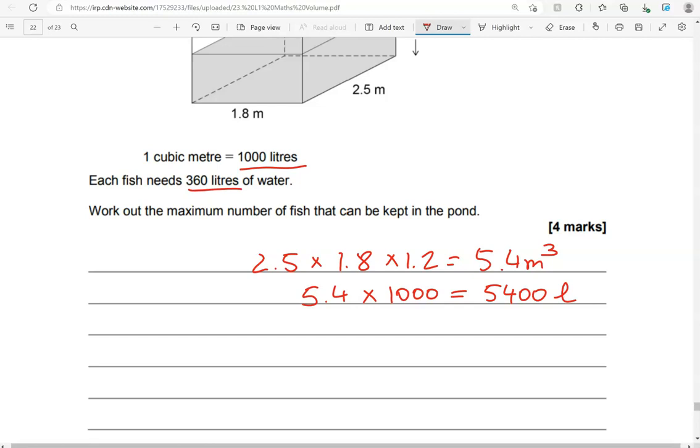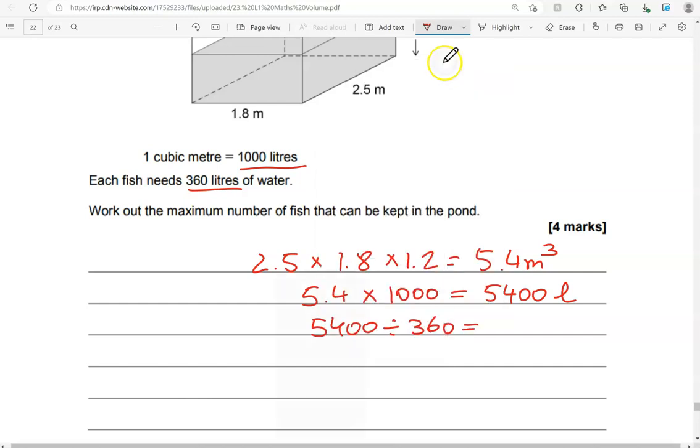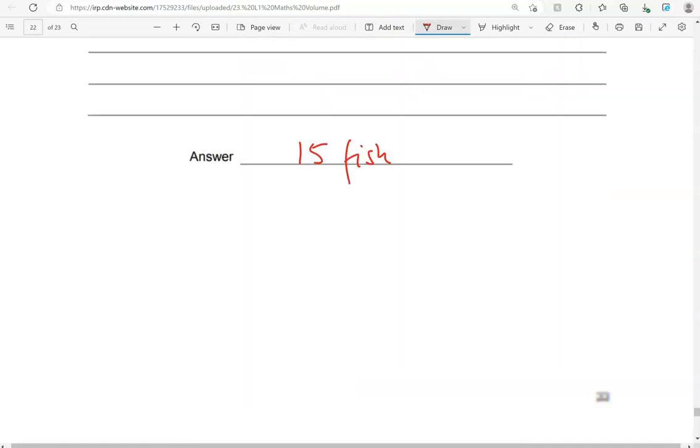We'll do now 5,400 divided by 360, which is how much water each fish needs, and it will give us the number of fish that can be kept in the pond. So 5,400 divided by 360 gives us 15. So that's the number of fish that can be kept in the pond.